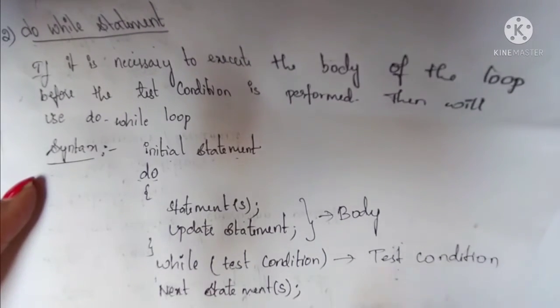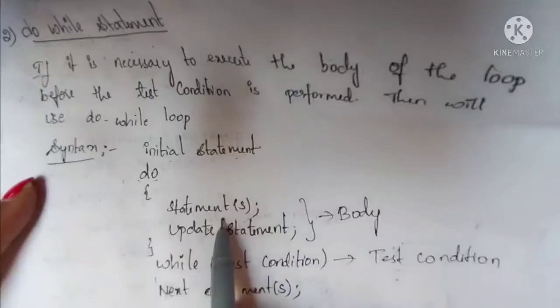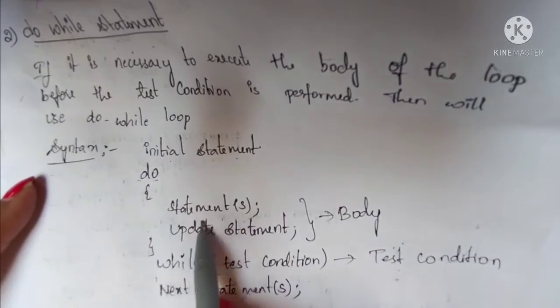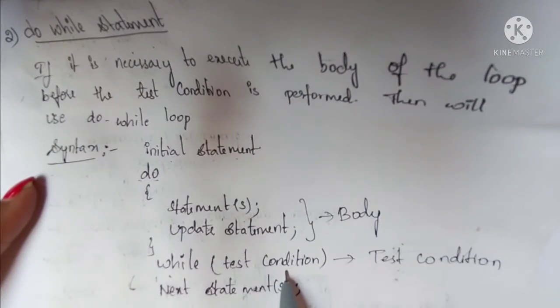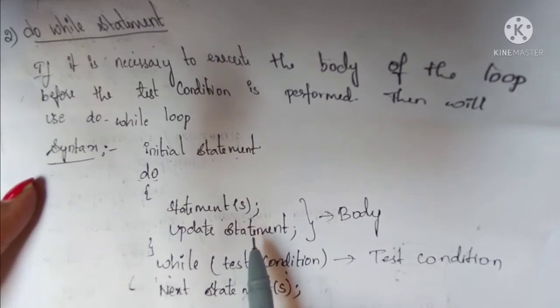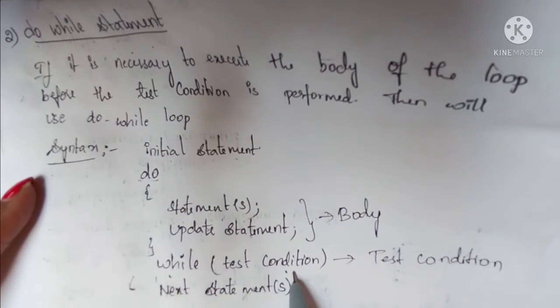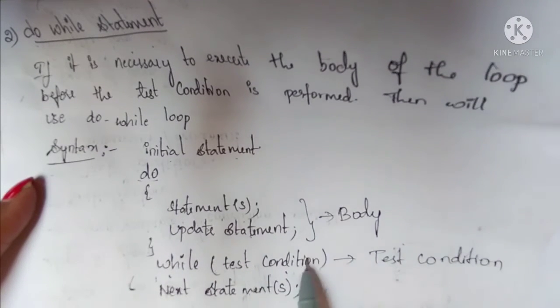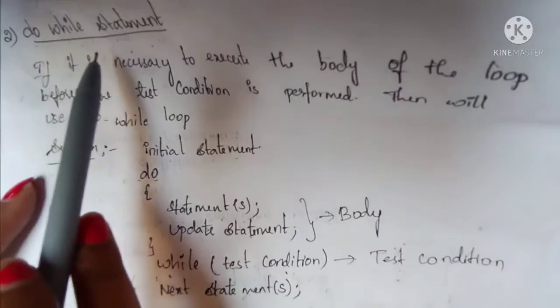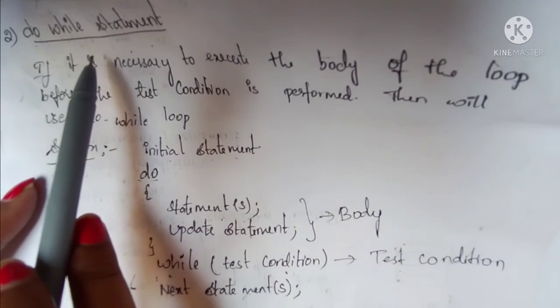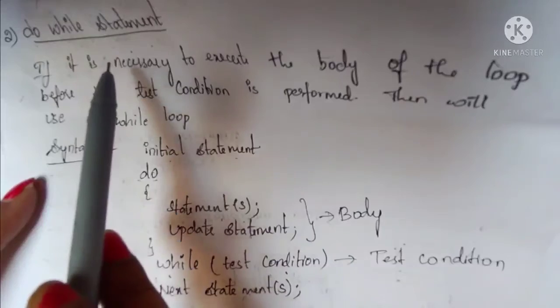In the do while, first it will execute the body, then only it will test the condition. So where it is necessary to execute the body first, and afterwards test the condition, in those cases we'll use the do while statement. Okay, clear?